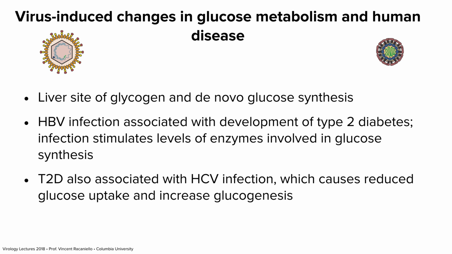So presumably this is to provide energy for viral reproduction. But of course, if you make a lot of glucose in the liver, it will spill out into the bloodstream. You have high glucose, and that's one of the signatures of type 2 diabetes. Hepatitis C is also associated with type 2 diabetes, except in this case, infection causes reduced glucose uptake and more synthesis of glucose in the liver. And again, that spills out, gives you high blood glucose, which is not good for you. That's type 2 diabetes, but for the virus replicating in the liver, that's advantageous.